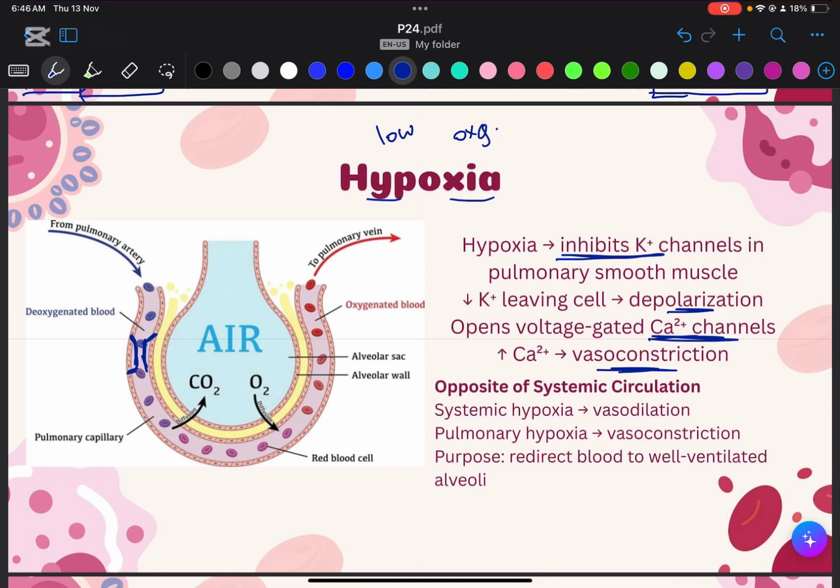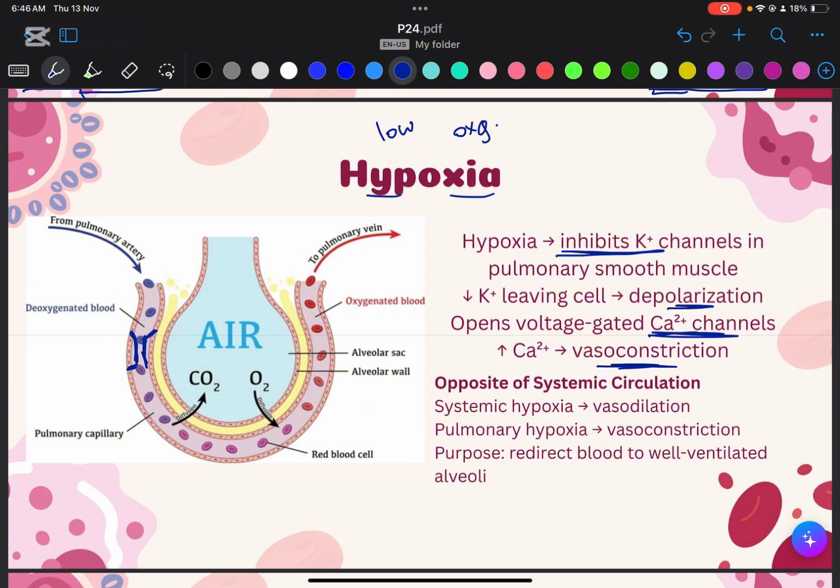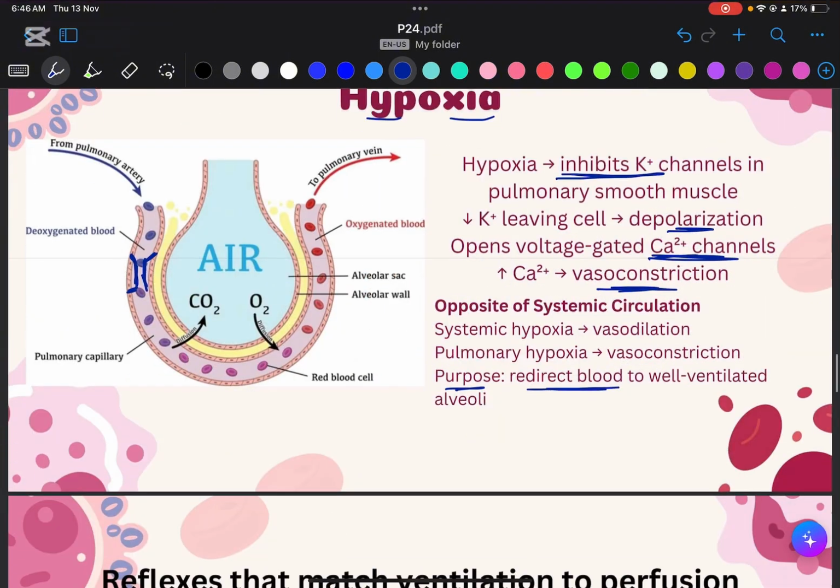And I'll explain this in a little bit more depth in this slide, but focusing on this right now, the professor was really stressing on the fact that hypoxia in the systemic circulation and hypoxia in the pulmonary circulation are completely different. When we have hypoxia in the systemic, all the vessels will start dilating in order to bring more blood and more oxygen to the tissues. But in the lungs, it will actually vasoconstrict, and the purpose is to redirect blood to well-ventilated alveoli. Now, what does this mean?